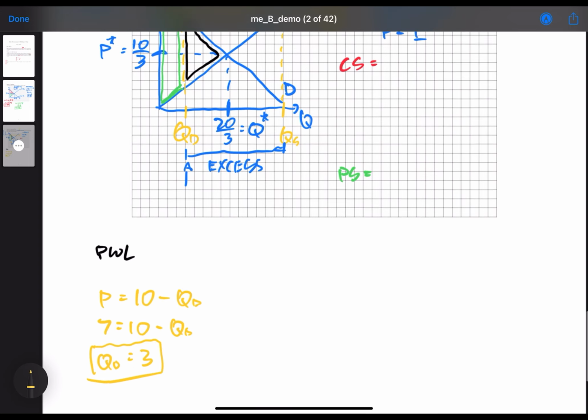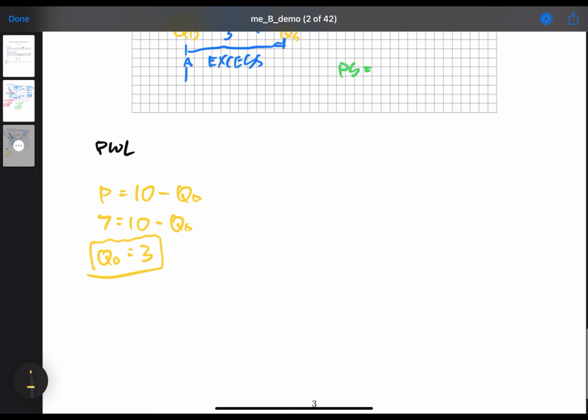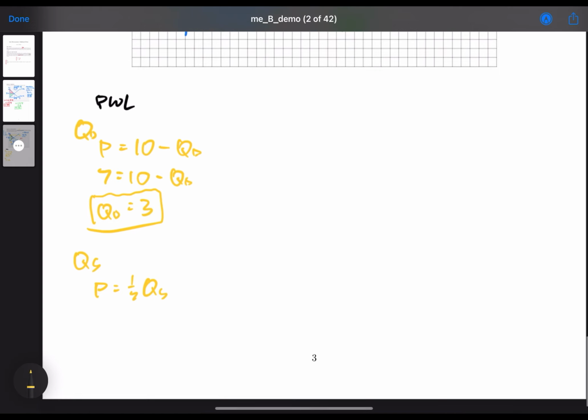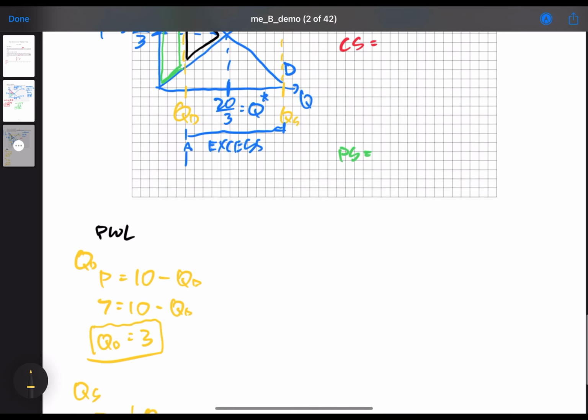And for QS, we do the same thing with the supply curve. This is QD. For QS, we take price is equal to 1/2 QS, but we plug in a price of 7. 7 is equal to 1/2 QS. That gives us QS is equal to 14. Okay, so this is 3, and this is 14.